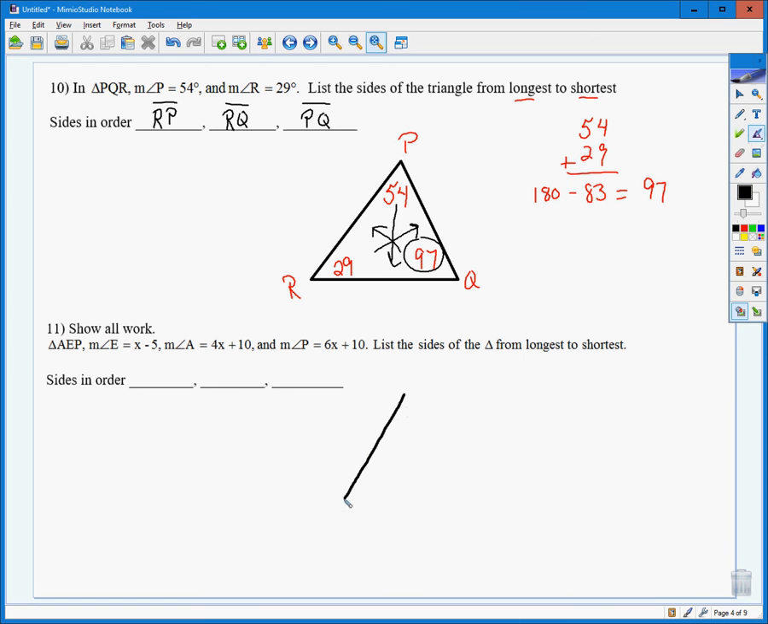Likewise, with problem 11, the first thing I'm going to do, draw a triangle, and I'm going to label the triangle A, E, P. They said the measure of angle E is x minus 5. They said the measure of angle A is 4x plus 10. And that the measure of angle P is 6x plus 10. Well, in order to figure out which side is the greatest, I am going to have to add all three of these together.